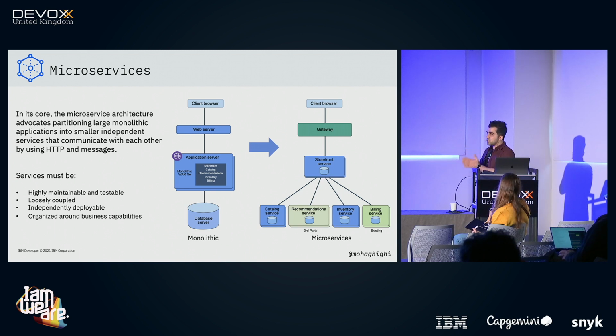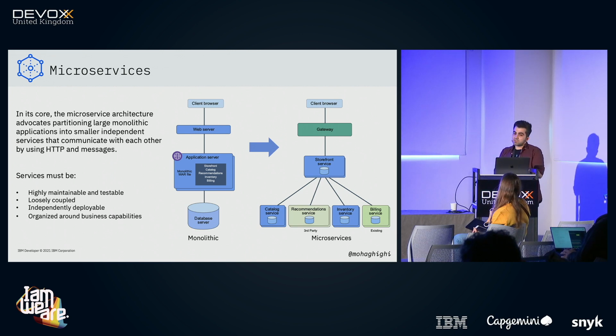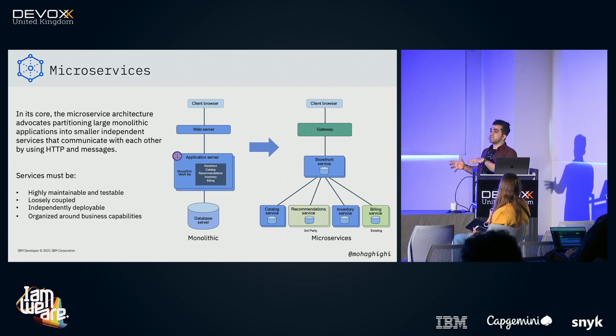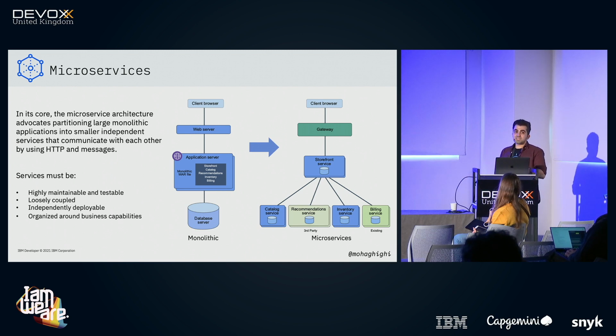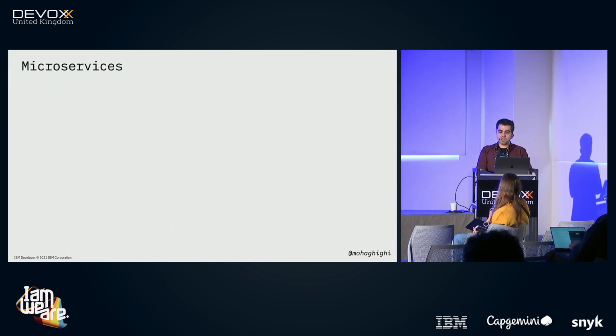Once you partition your application, your services become highly maintainable and testable. They're loosely coupled and independently deployable, so you don't need to wait for other services to be completely up and running before you can update a service. And they're organized around business functionality, so this way you can divide it and allocate it to different teams.